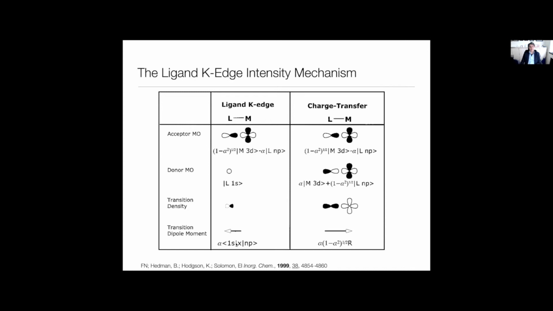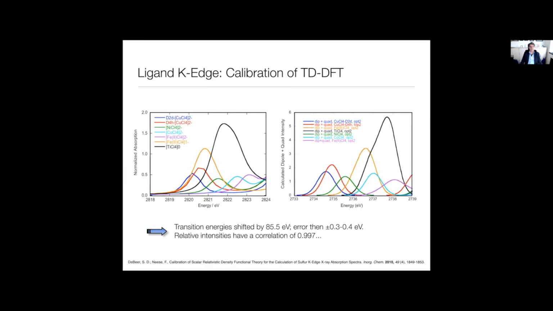And that's why the intensity of that transition is directly proportional to the amount of chlorine character here, or the ligand character, which is alpha squared. Whereas in the case of a ligand to metal charge transfer transition in the optical region, the donor and acceptor orbitals are both delocalized, and that leads to a factor of R, like the metal ligand distance, in that intensity equation. And of course, that is not there in the ligand K-edge. And there has been some confusion about that in the literature that we address in that very old paper.